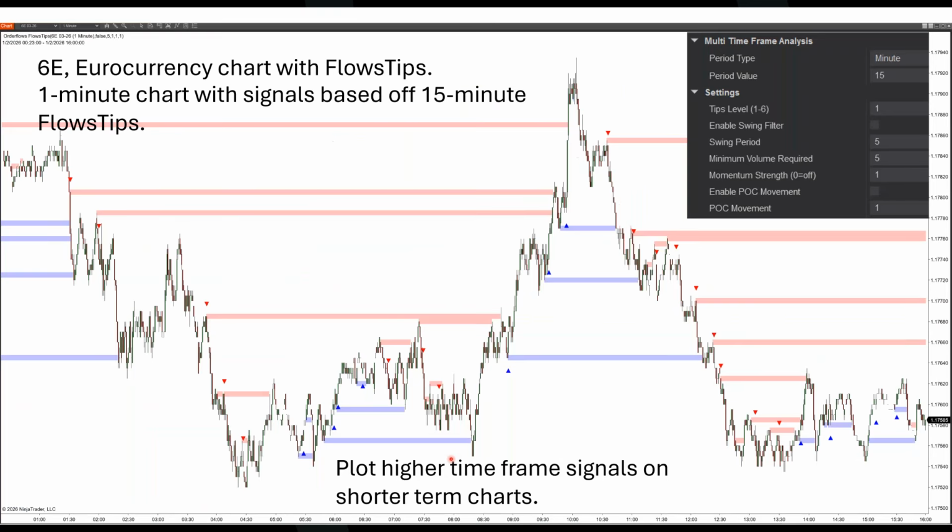Now here's where it gets interesting. Okay, so this is the euro currency. It's a 1-minute chart, but it's plotting 15-minute time frame signals. So it's taking the longer view of the market and putting it on my shorter time frame chart. So you can see here minute is 15, and I'm just using tips level 1, momentum strength 1.